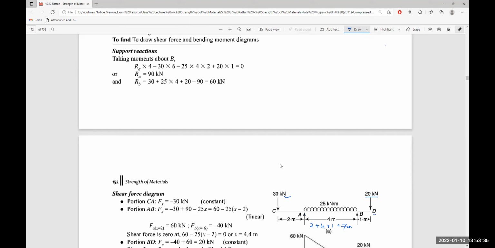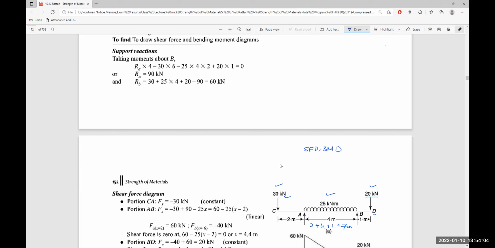Besides these two loads, 30 kilonewton and 20 kilonewton, we have a uniformly distributed load of 25 kilonewton per meter starting from the support point A and finishing at the support point B. So there are three forces: 30 kN, 20 kN, 25 kN, supported at A and B. You have to find the SFD, shear force diagram, and BMD.